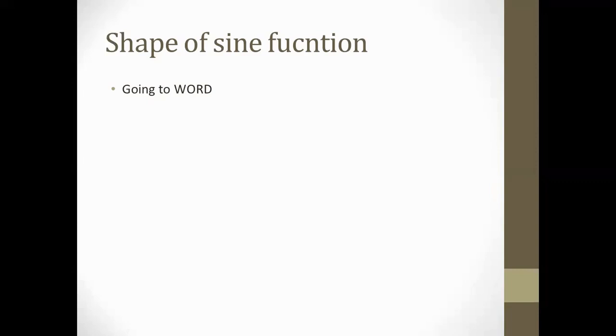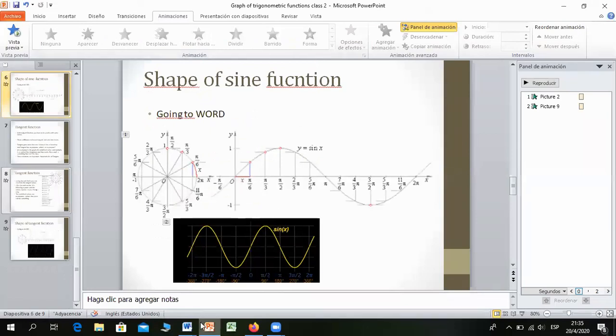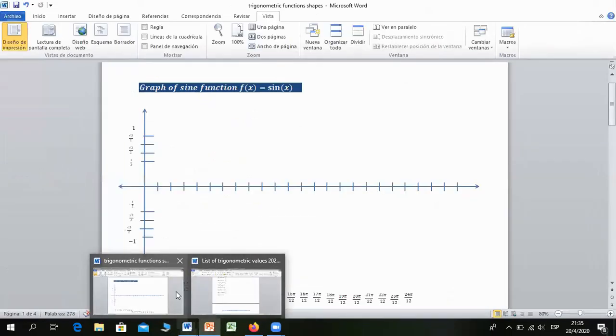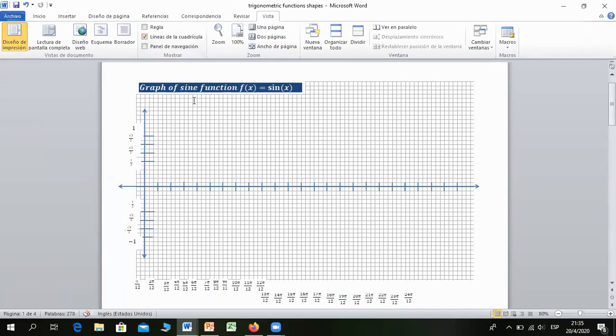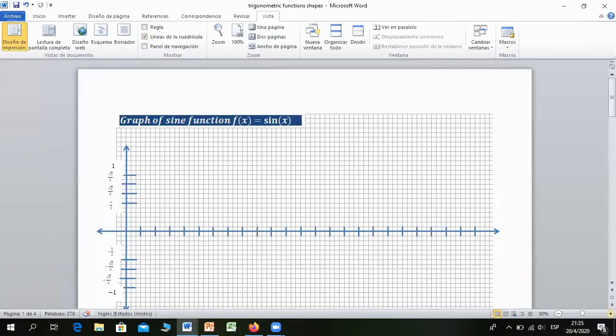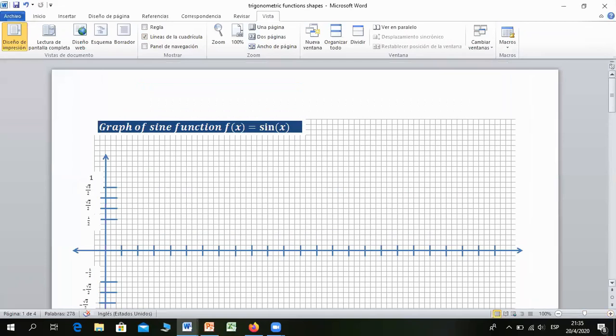So let's see what the shape of sine is going to be in this Word grid that I created, in order to see how that graph looks. So here we go, and there's the grid. So maybe you don't see as well, but I'm gonna zoom in. Okay, I think now you see better.